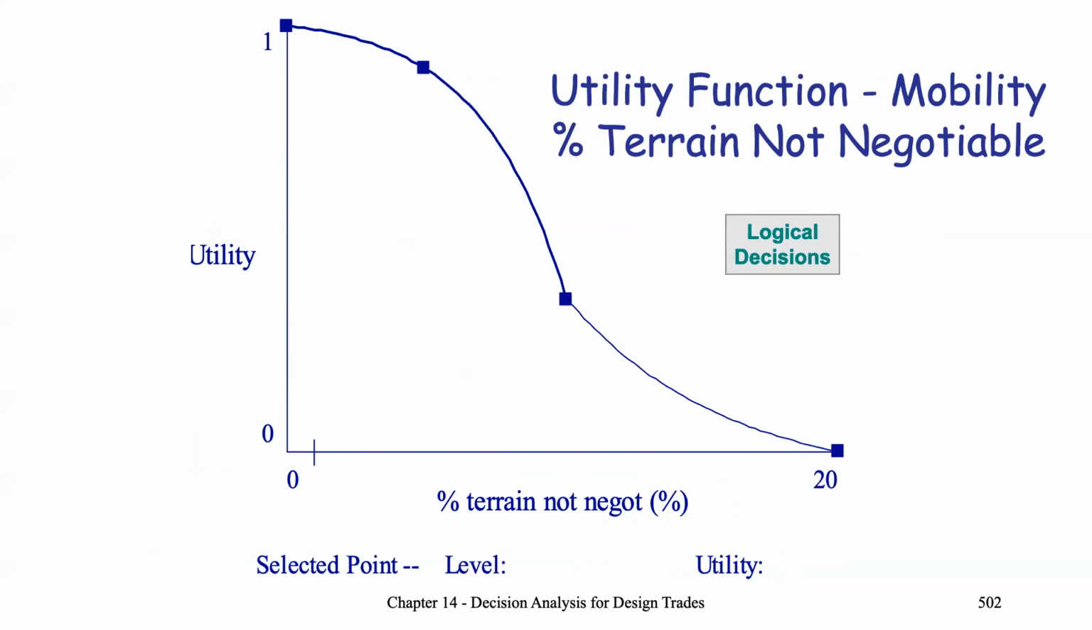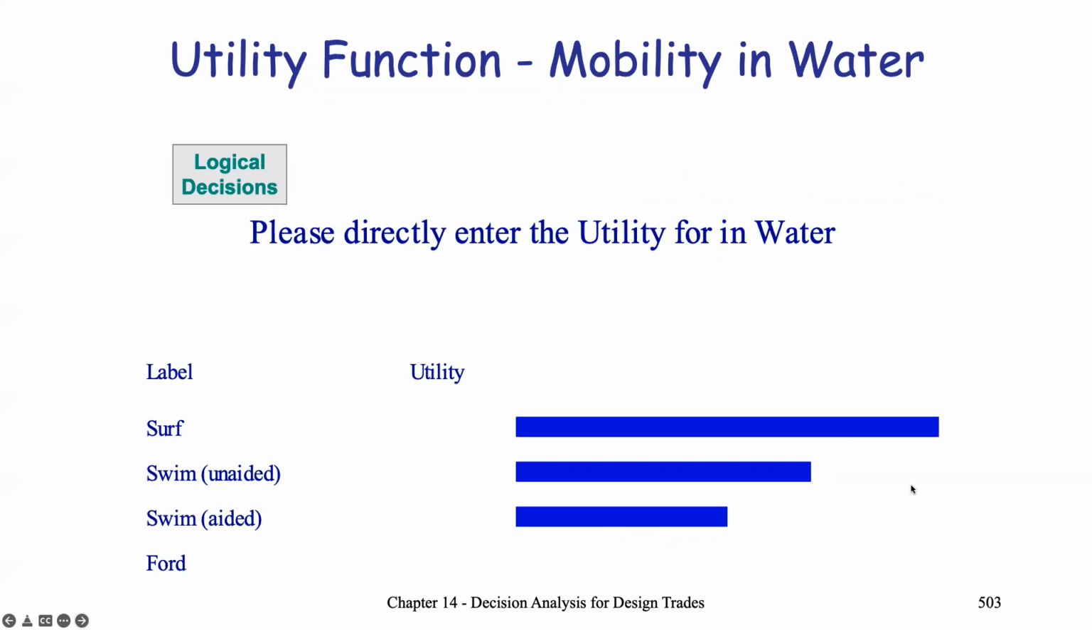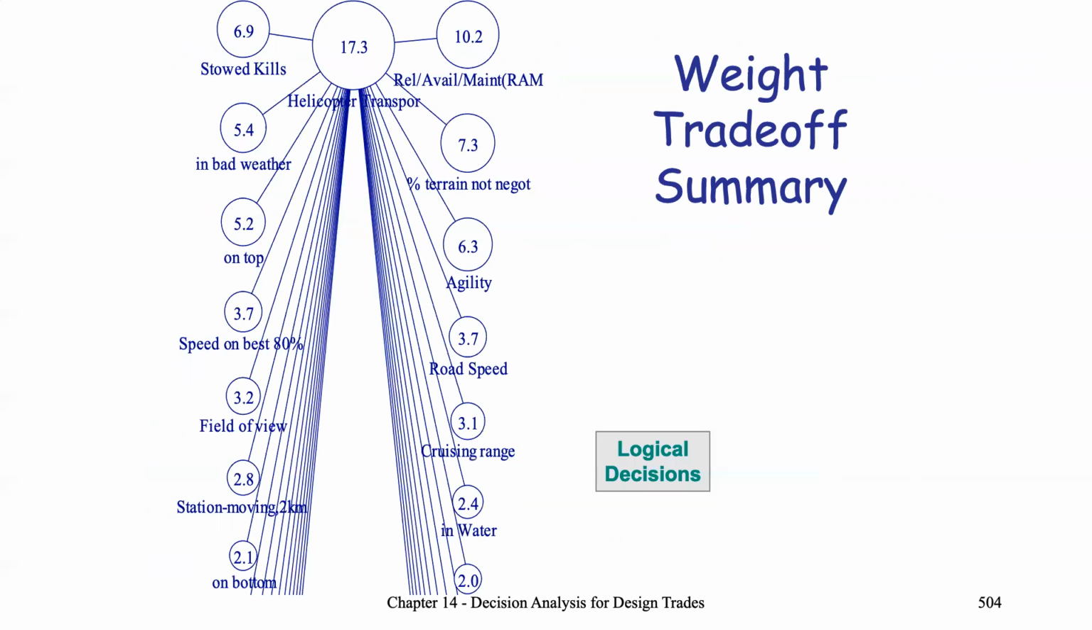Then mobility in terms of percent terrain not negotiated. Here is just another utility curve that we're showing. Mobility in water. And then we want to establish a weight trade-off for each of these areas. Here are the various elements where we're starting to aggregate them up.